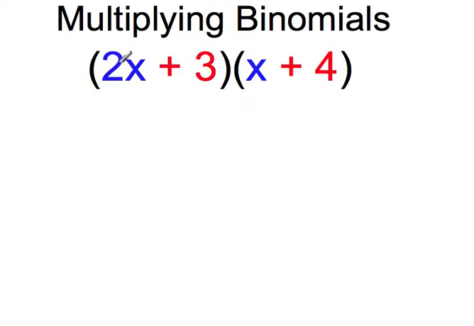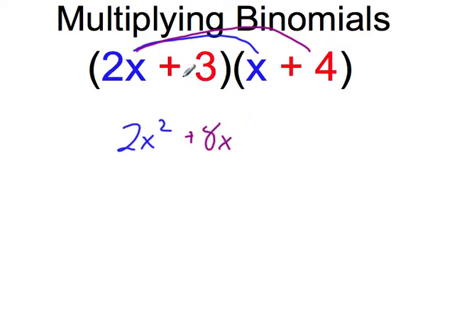Again, we have two binomials. In this case, it's 2x plus 3, that quantity times the quantity x plus 4. So first, we're going to distribute the 2x to the x. That gives us 2x squared. Then we're going to distribute the 2x to the 4. That's a blue and a red, so that's going to create a purple for us. 2x times 4 is 8x. We're done distributing the 2x.